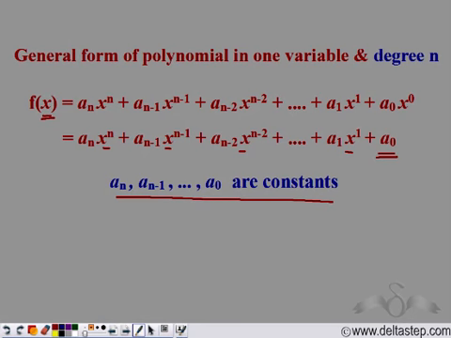Now, should there be any constraint on this constant as we had earlier? Think about it. Well, yes. Since it is of degree n, so an cannot be 0. Because if it is 0, then this term will vanish and the degree of this polynomial will become n minus 1. So it cannot be a general form of the polynomial of degree n. So an cannot be 0. And this is the constraint we'll have to impose.